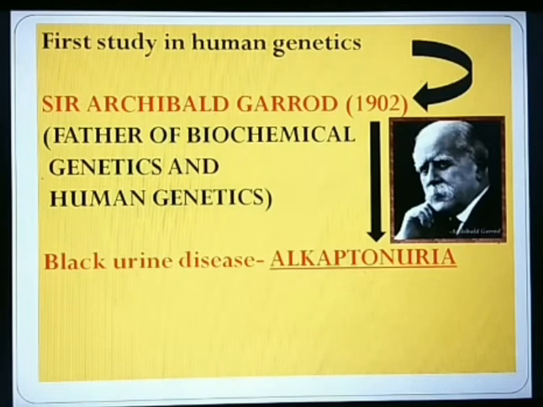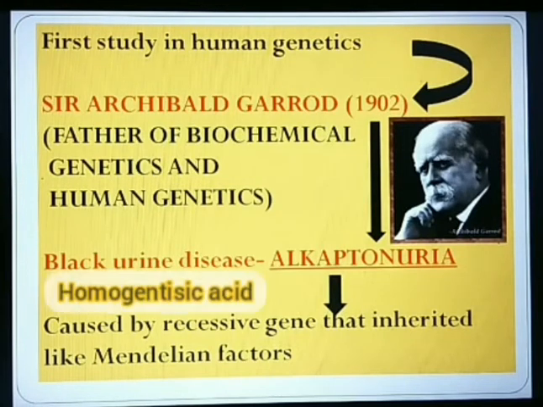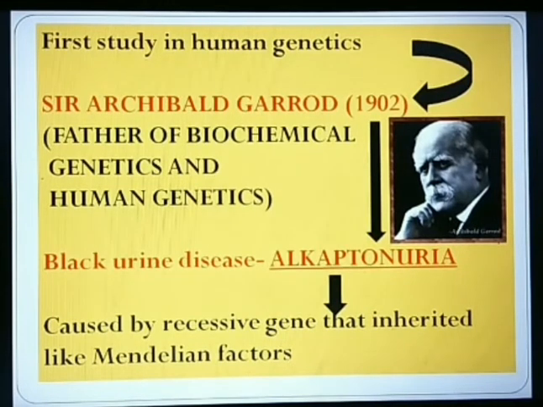He observed that Phenylketonuria is caused by a recessive gene that is inherited like a Mendelian factor, that is, from one generation to the other. Phenylketonuria is a rare genetic disorder characterized by the accumulation of an acid known as homogentisic acid in the body, leading to dark colored urine that turns black when it is exposed to air.